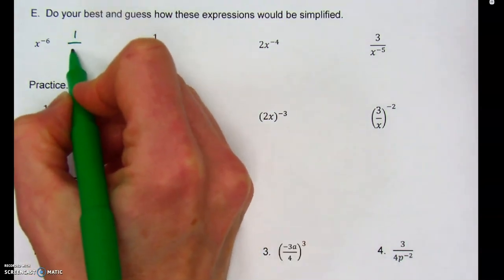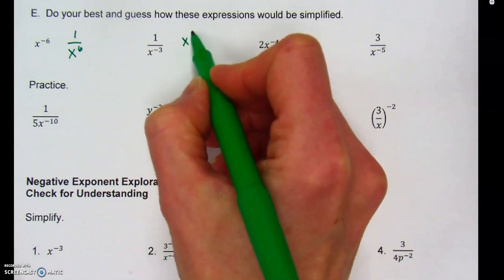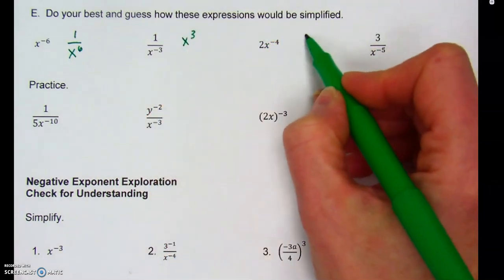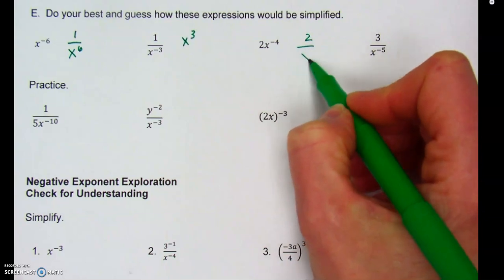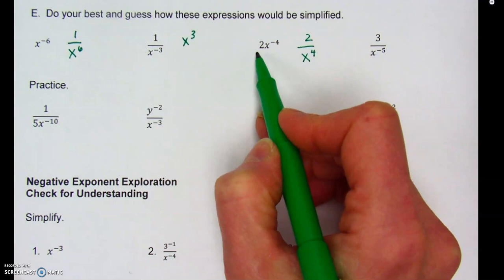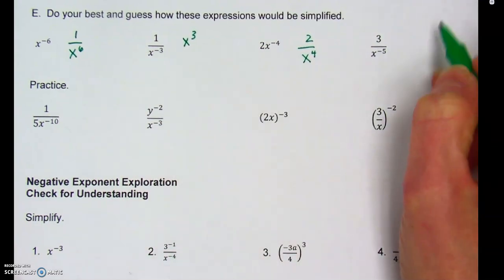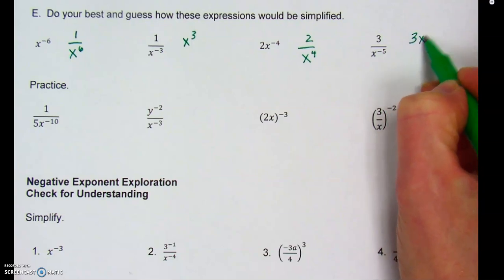Did you write 1 over x to the 6th? Did you write x to the 3rd? How about 2 over x to the 4th? The 2 doesn't have an exponent being applied to it. The x does. This would be 3x to the 5th.